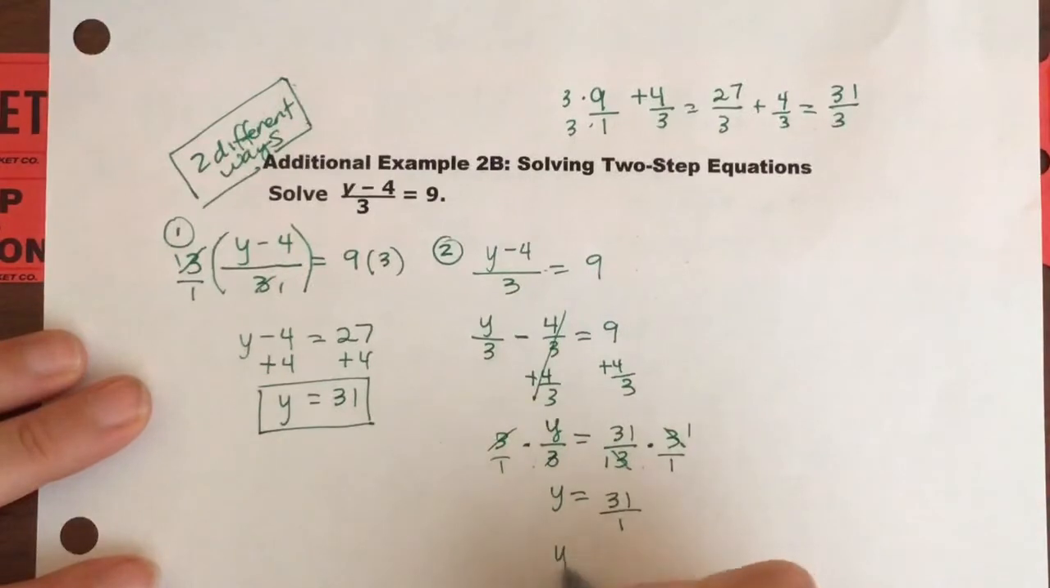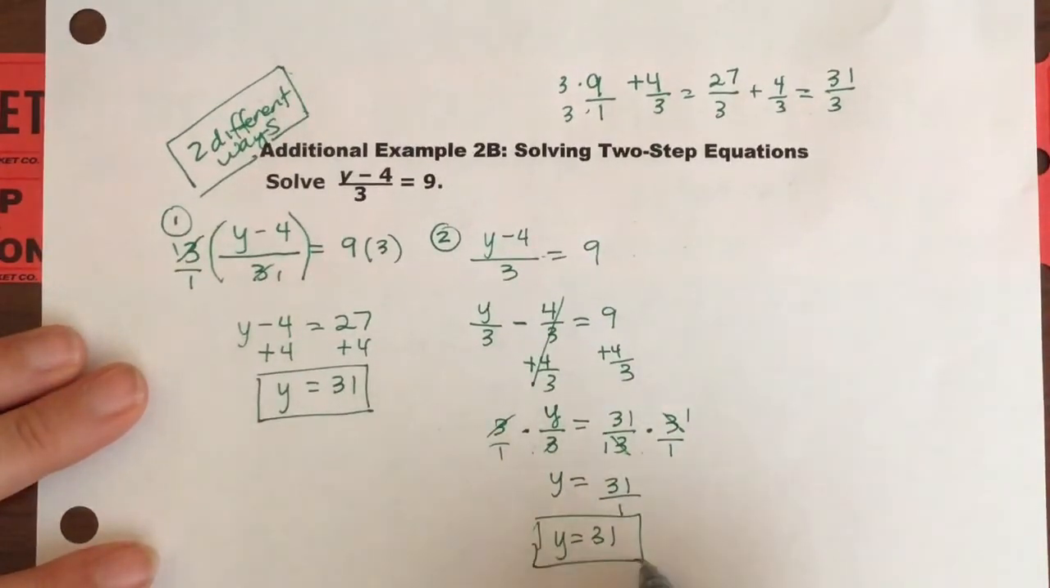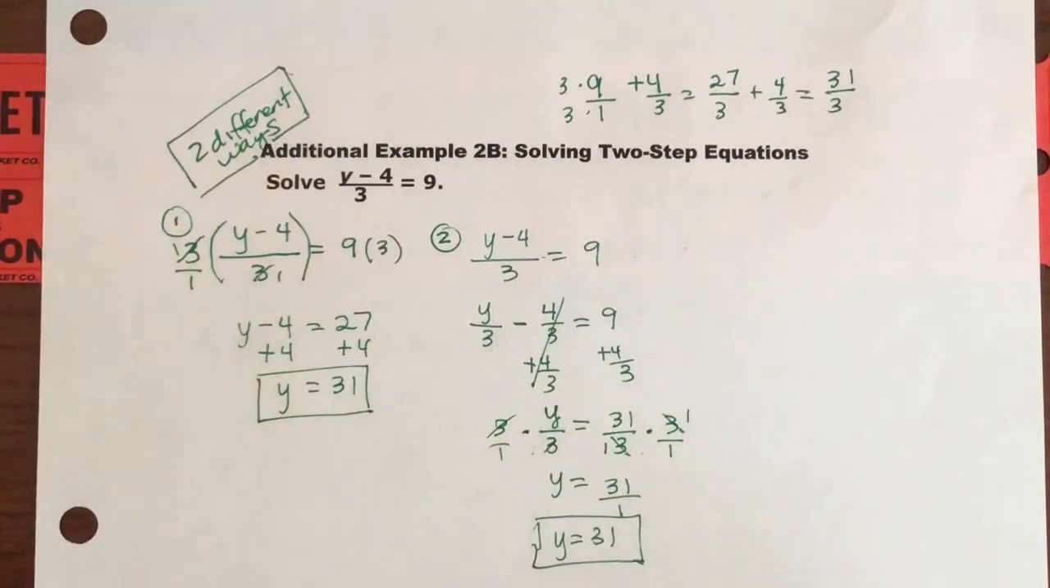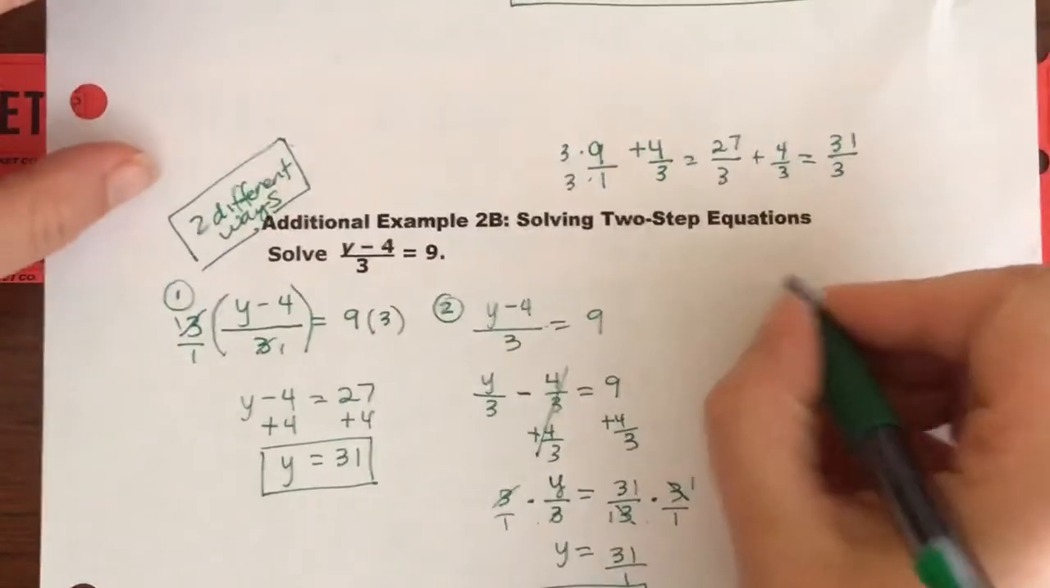So y equals 31. And if you see, I got the same answer both times, which is what you should do. So for your homework, and when we do this next check it out example, I want you to show it both ways. I want you to be able to use your algebraic skills to solve this problem 2 different ways. Okay, but we're not done. We have to check it.